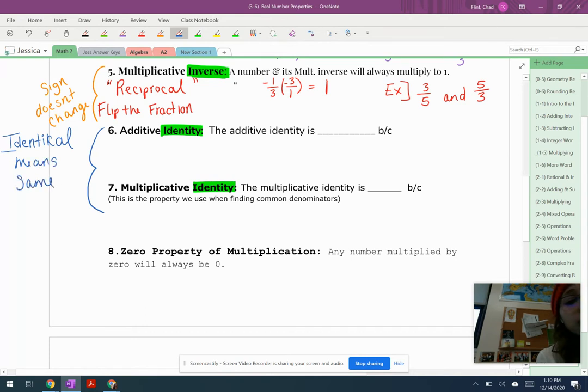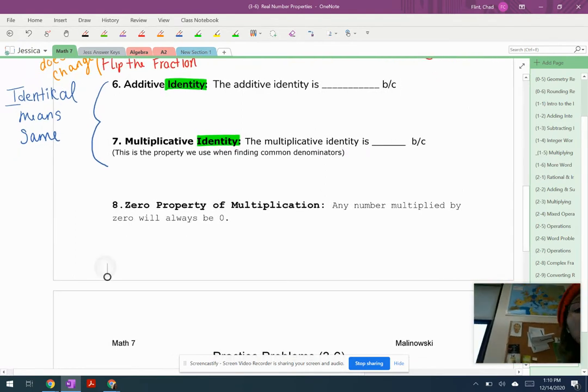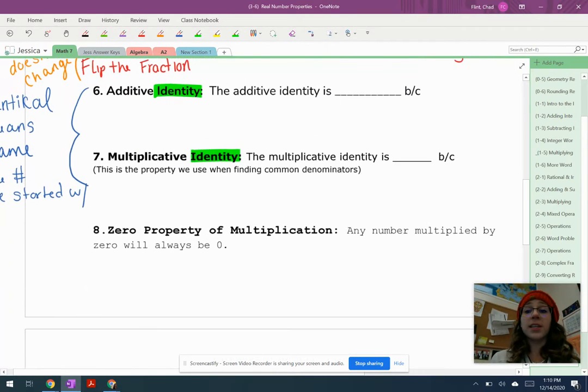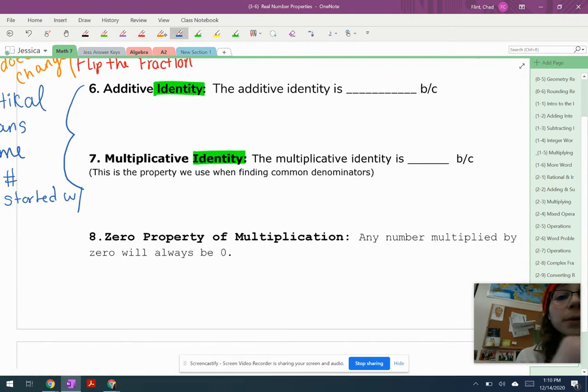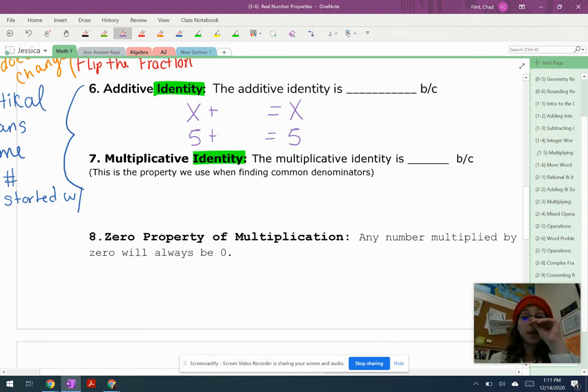If you have an identical twin, that means they look just like you. Identical means same. So when we're talking about these identity properties, we want the same number back, the same number we started with. So if I'm looking at the additive identity, what number can I add to any number, X plus what number, and still get X back? What number can I add to 5 and still get the same thing back?